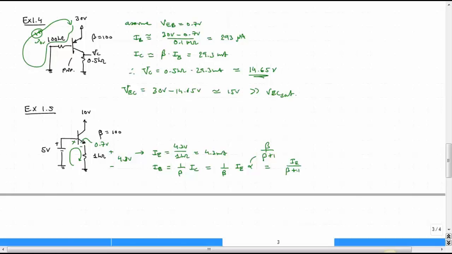And probably an easier way to see that, if that was confusing, is just to go back and draw the different currents here. You've got beta IB, you've got IB, and so what's coming out here is beta plus 1 of IB. That's the simplest way to see it. So what we have approximately is 4.3 divided by 101, which is approximately 43 microamps.